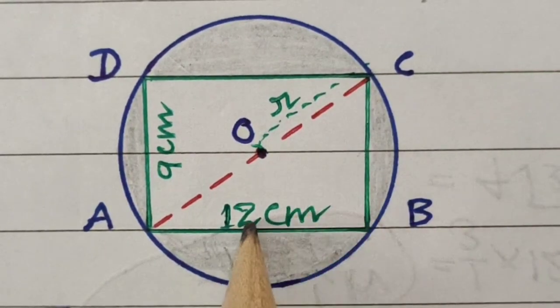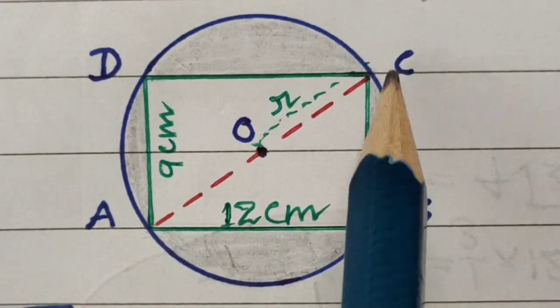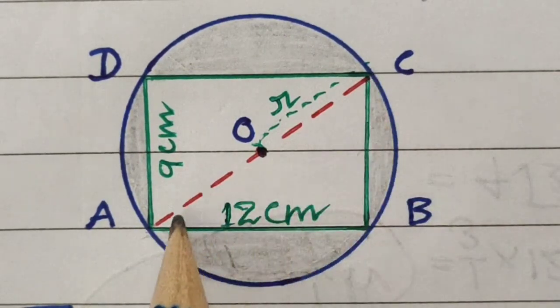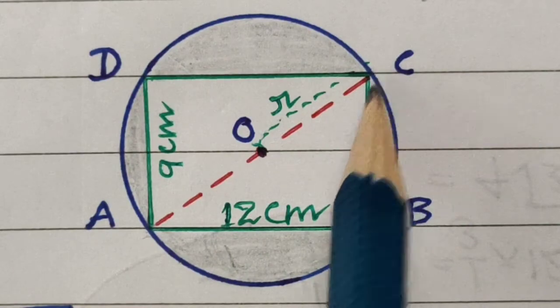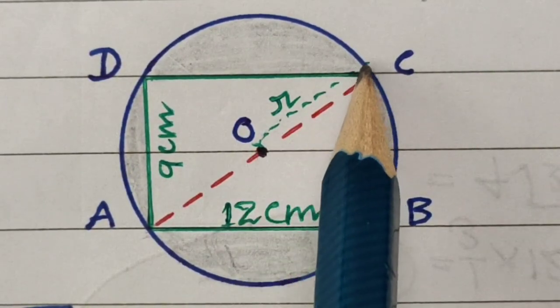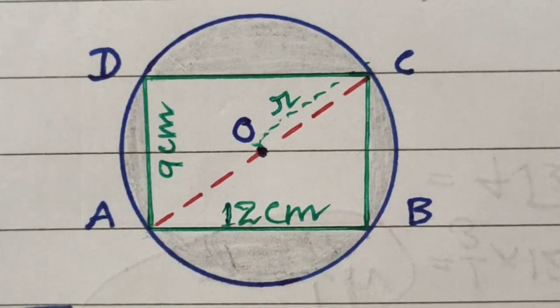This is 9 centimeters. This is 12 centimeters. AC square is equal to AB square plus BC square. So we can find AC as the square root of AB square plus BC square. This will give this whole length. If you take this as the diameter of the circle, this gives r, the radius of the circle. Then 2 pi r is the circumference.